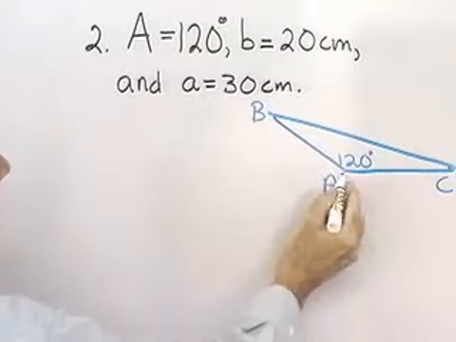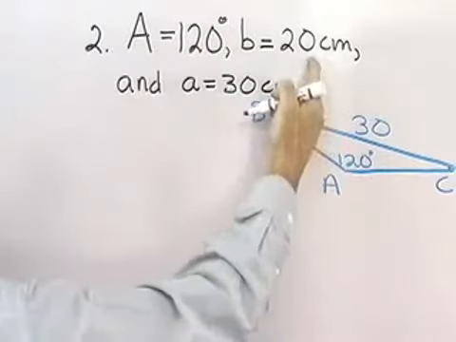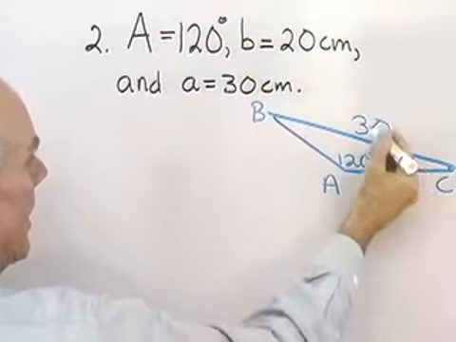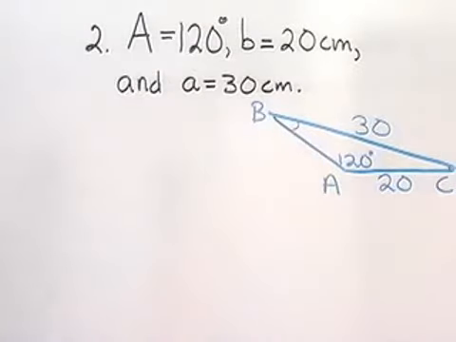Side A is 30, that's opposite angle A, so I'll make that 30. Side B is 20 centimeters, it's opposite angle B, so I'll make that 20. And I'll look here and see what can I solve for first. Again, the only possibility with the law of sines is solving for angle B.